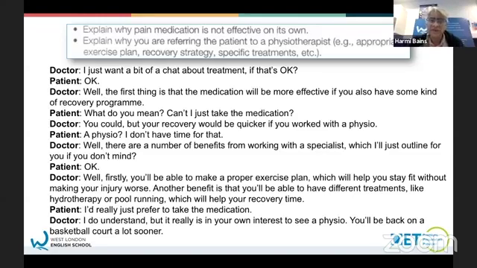Well, there are a number of benefits from working with a specialist, which I'll just outline for you if you don't mind. Okay. Well, firstly, you'll be able to make a proper exercise plan, which will help you stay fit without making your injury worse. Another benefit is that you'll be able to have different treatments, like hydrotherapy or pool running, which will help your recovery time. Patient says, I'd really just prefer to take the medication. I do understand, but it really is in your own interest to see a physio. You'll be back on a basketball court a lot sooner.